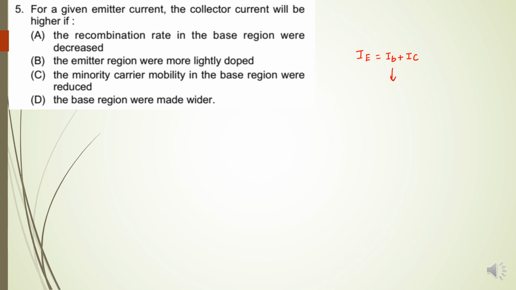Next, problem number 5. For a given emitter current, the collector current will be higher. So emitter current IE is equal to base current plus collector current. Emitter emits the electrons, and the collector collects the electrons after they pass through the base. In the base, some of the electrons recombine with the holes. So very few, about 2% of current is wasted here. So if the recombination rate is less, automatically the collector current becomes more. So what is the answer? The recombination rate in the base region was decreased. So that is the correct answer.